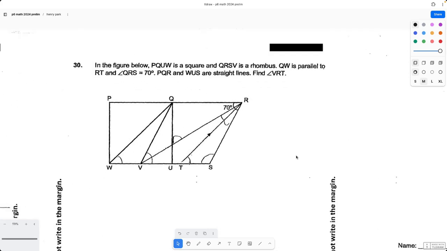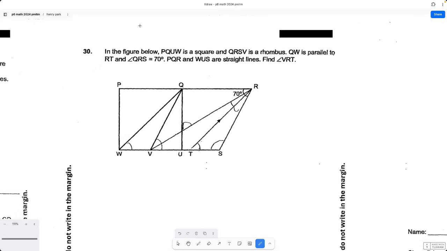It says here in the figure below, PQWU is a square, right? So we see a square over here, and QRSV is a rhombus. QW is parallel to RT over here. Okay, so that means that's a parallelogram. QRS is 70 and WUS is a straight line. Find VRT.